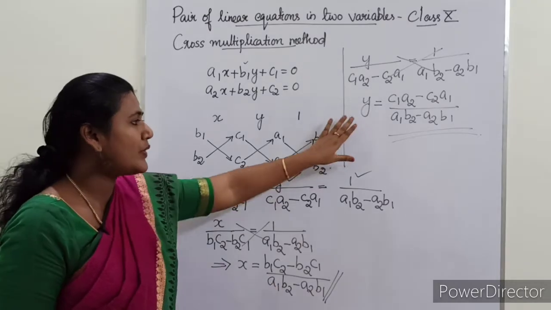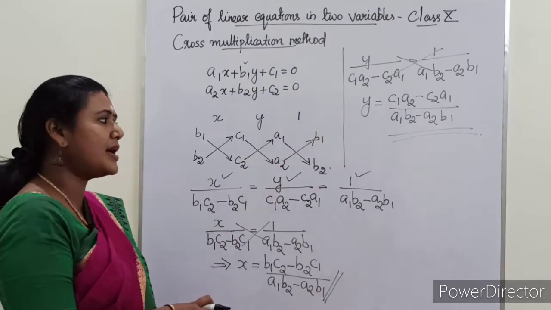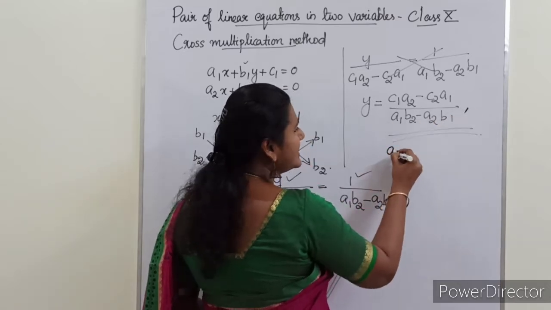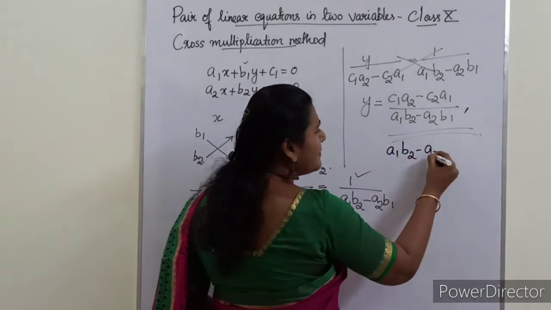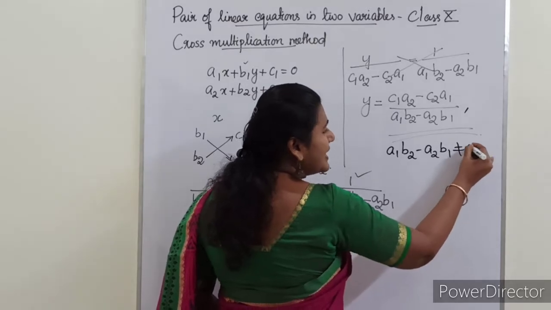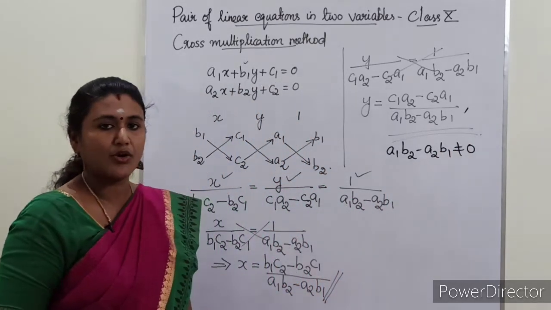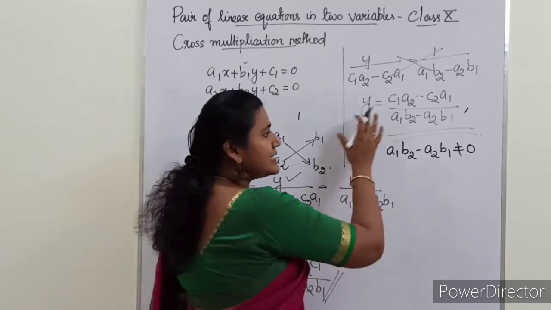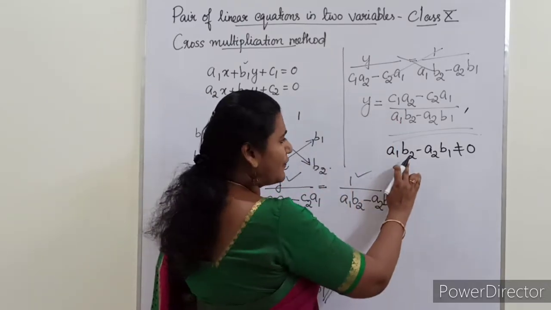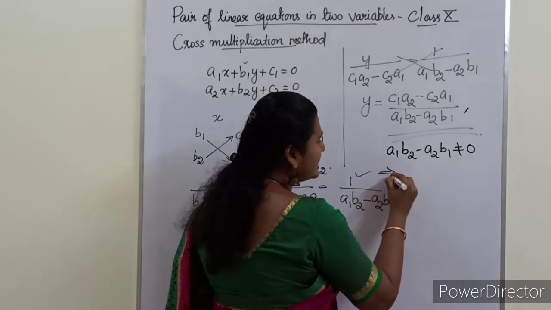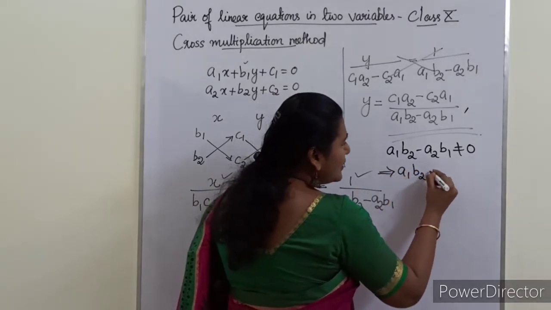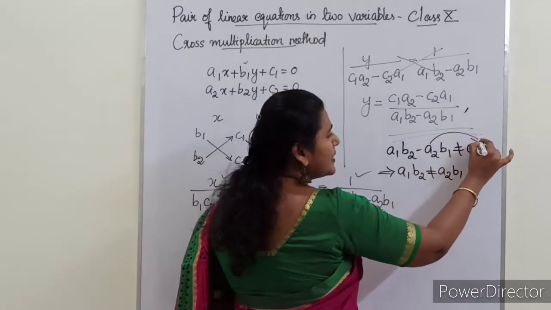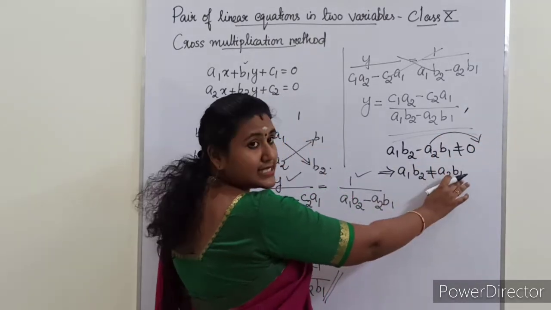So you need not remember this formula by heart. Another important condition here is that the denominator should not be 0. If the denominator is 0, then we cannot find the value of x and y. So for the unique solution case, the denominator should not be 0. From this what we are getting is A1B2 not equal to A2B1. If you bring this minus A2B1 to that side, you will get this expression.